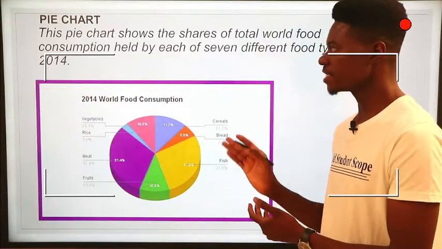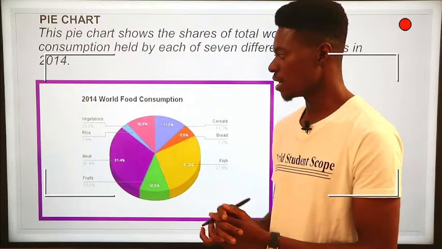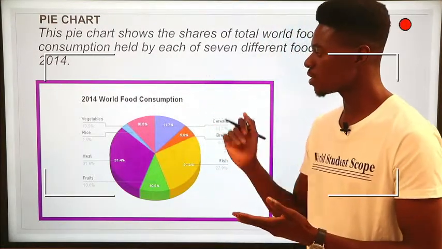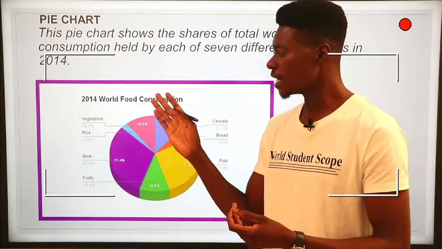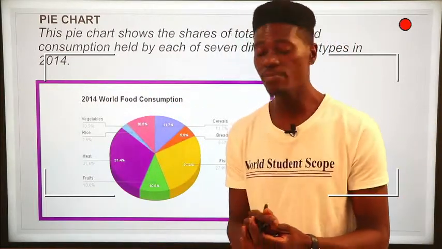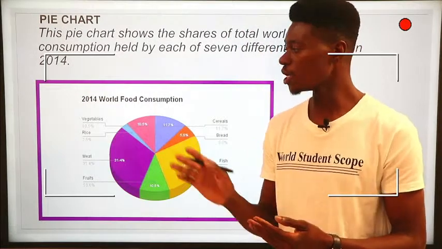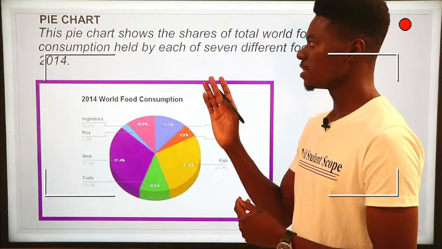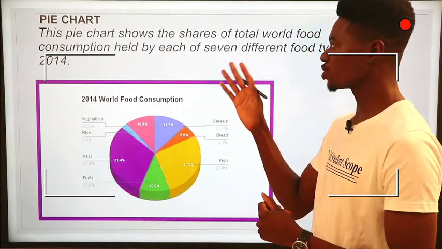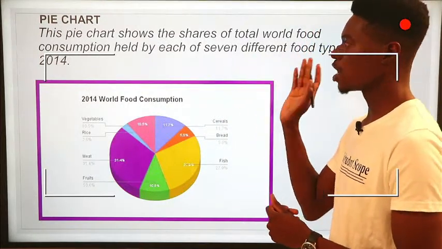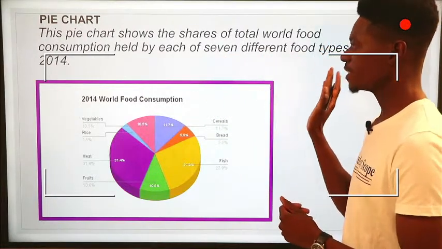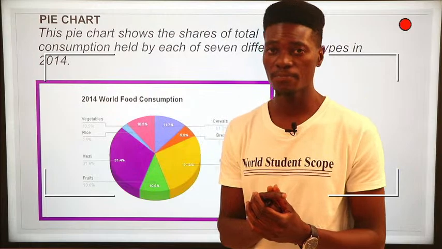Now, this is our pie chart and this is our question. We've been given the question as it is, and we also have been given the data which has been calculated in percentile or in percentage. Okay, the question is, this pie chart shows the shares of total world food consumption held by each of 7 different food types in 2014.